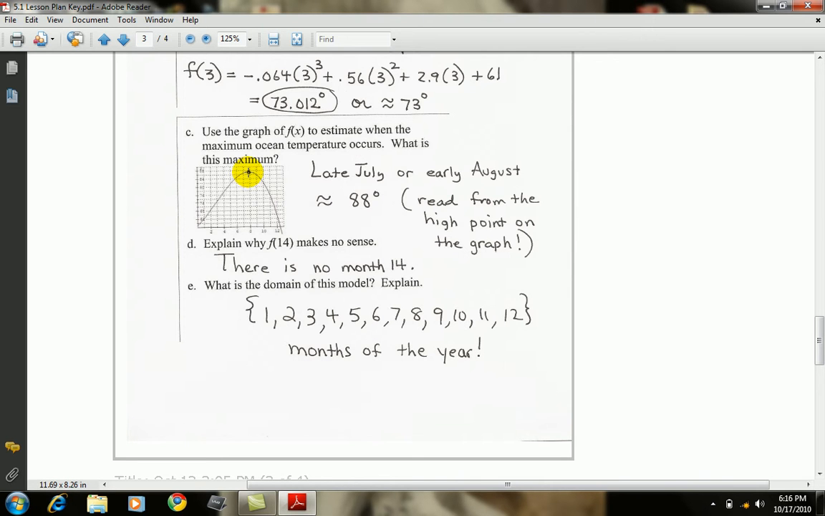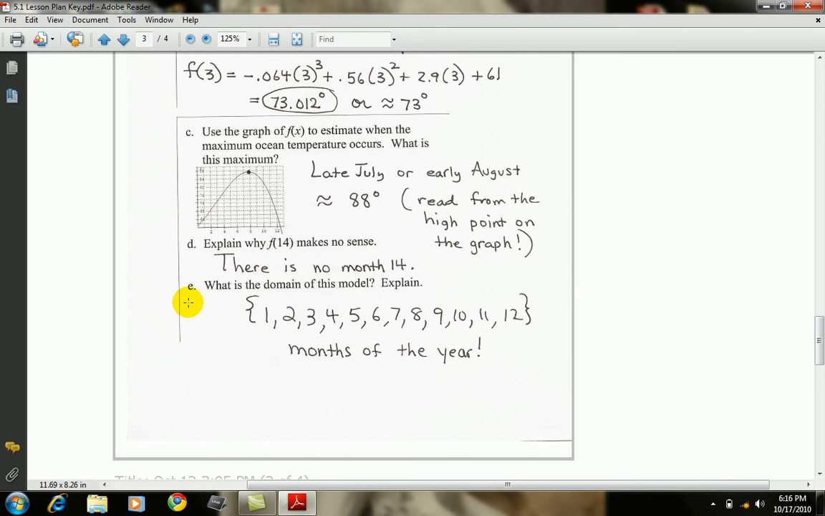So if I go to the very top of this graph and kind of play king of the mountain, and I read across to the y-axis, it looks like I'm pretty close to 88 degrees. Now again, it's hard to read from a graph with any degree of accuracy, so that's why I put approximately 88 degrees and not equals. The answer's not exact, but it's good enough for government work. Okay? All right, part D. Explain why f of 14 makes no sense. I don't know why I asked that again. I've already reiterated that, but there is no month 14.